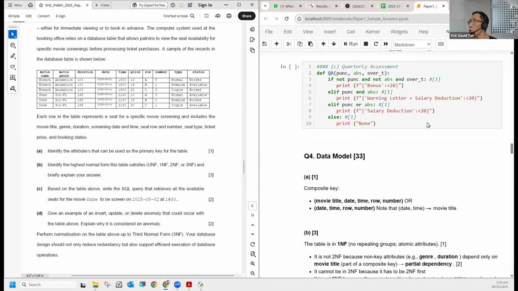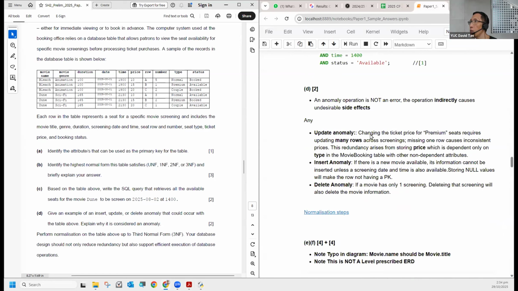You need to have an understanding of these anomalies. For all three cases, this question is very lenient. Any one of them is correct, but the main thing is that you must know how to explain. Because all these three things happen in the table itself. It has an update anomaly, an insert anomaly, and a delete anomaly.